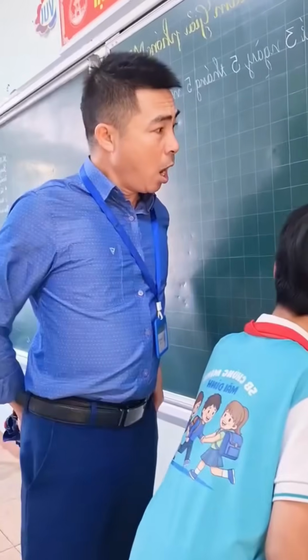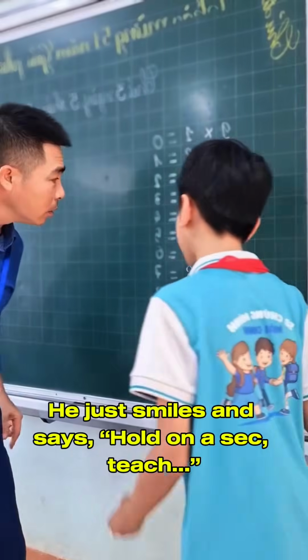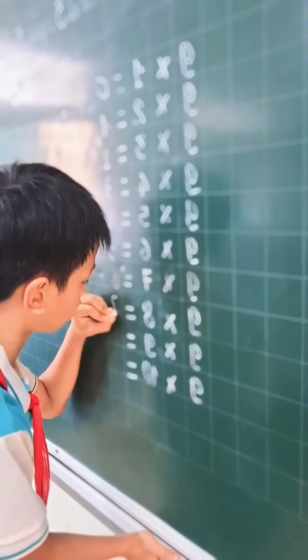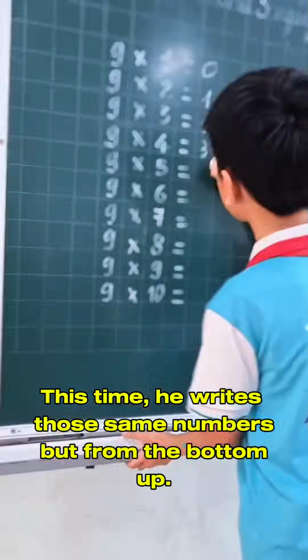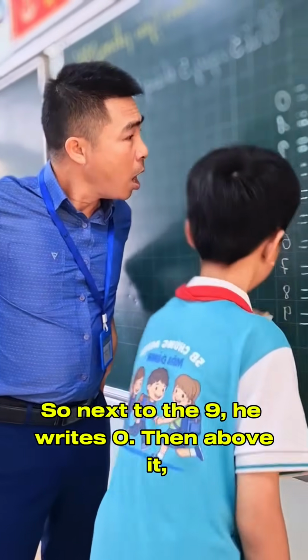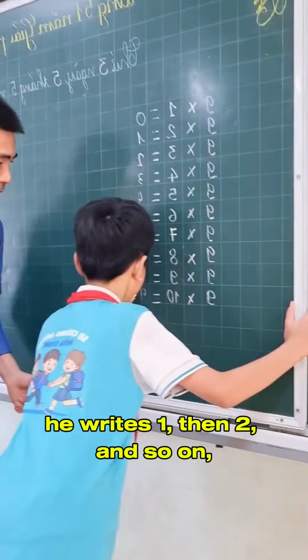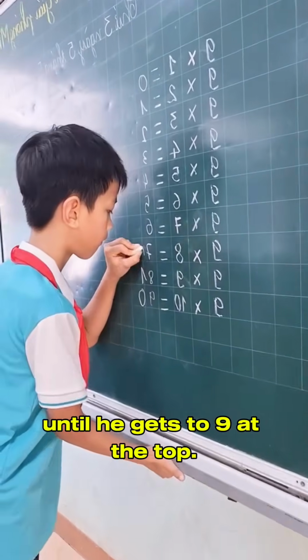Even the teacher looks shocked. But this kid, he's chillin'. He just smiles and says, hold on a sec, teach. Then he goes back to the board. This time, he writes those same numbers but from the bottom up. So next to the 9, he writes 0, then above it, he writes 1, then 2, and so on. Until he gets to 9 at the top.